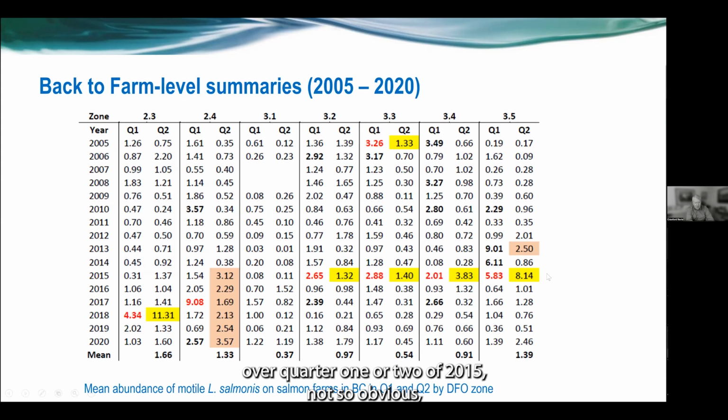Not so obvious, particularly in the lower part of Vancouver Island in the southwest. A little bit of evidence on the northern part of Vancouver Island, but not unique in that, because that's actually been increasing in terms of the prevalence levels in Q2 for the last 5 years. But 2015, a really clear, distinct event that's happened.